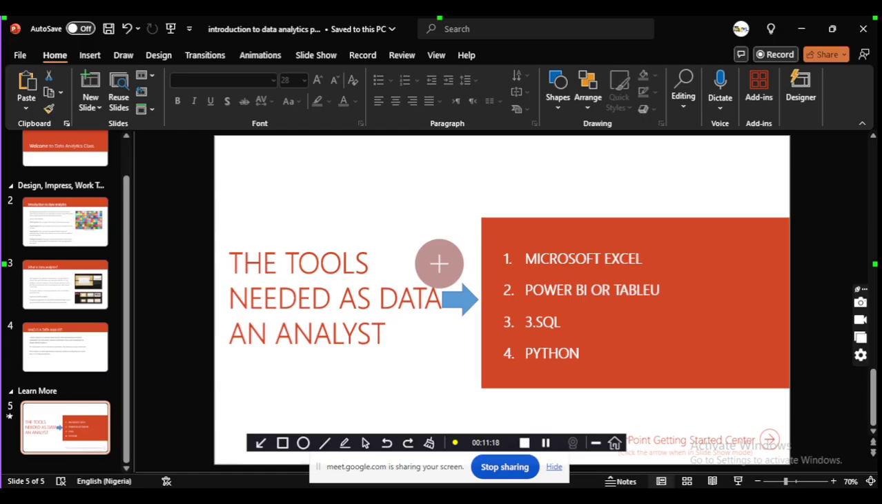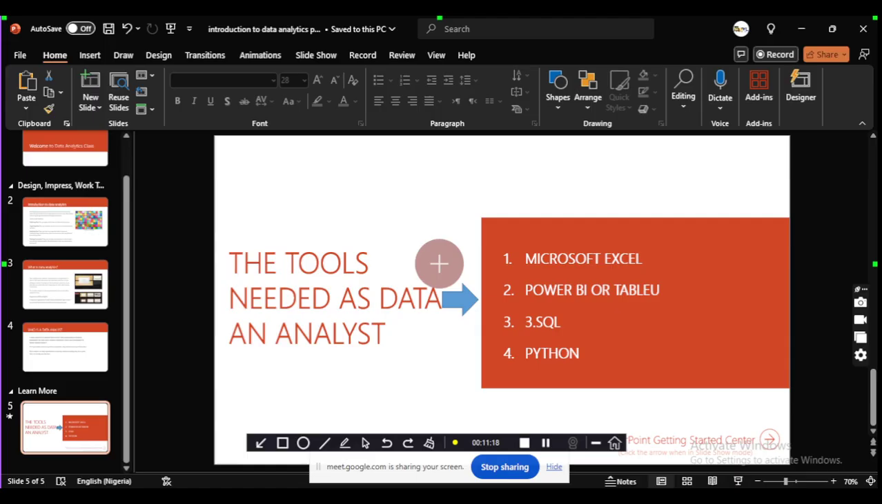Let's start with the next one, which is the evolving roles of data analytics. What are the roles of data analytics? Data analytics plays a crucial role in various aspects of business, organization, and decision-making processes. Here are some of the roles. The first one is informed decision making. Data analytics provides insight that informs business decisions, reducing reliance on intuition or guesswork.